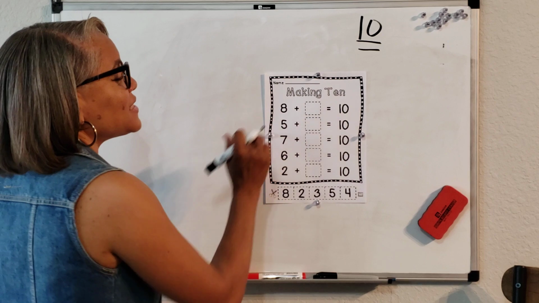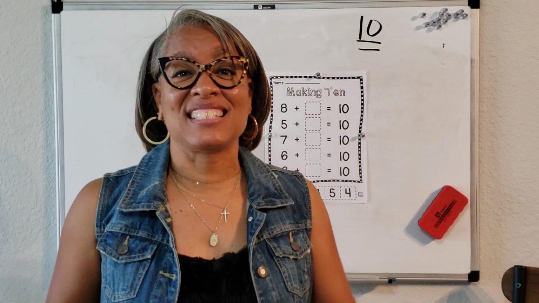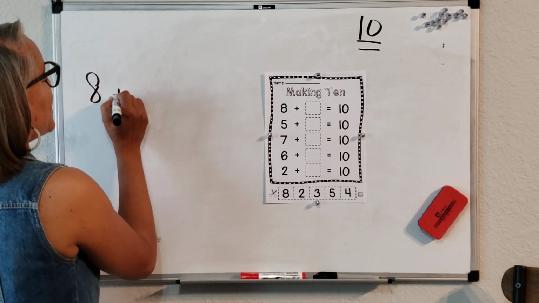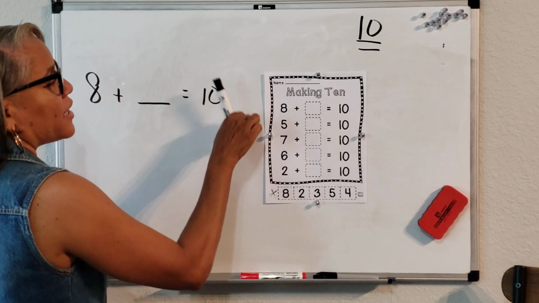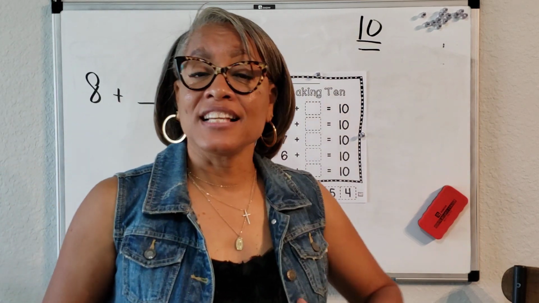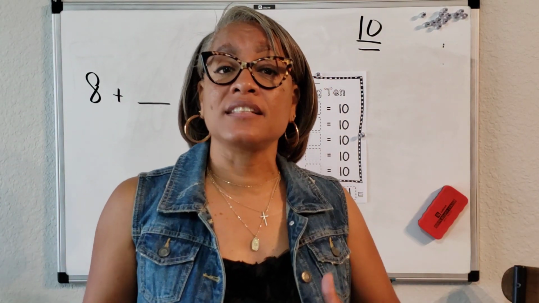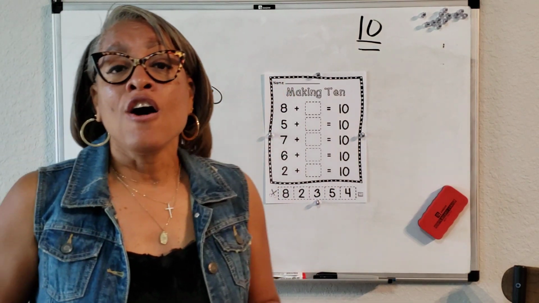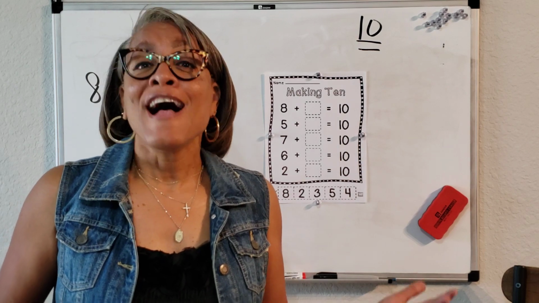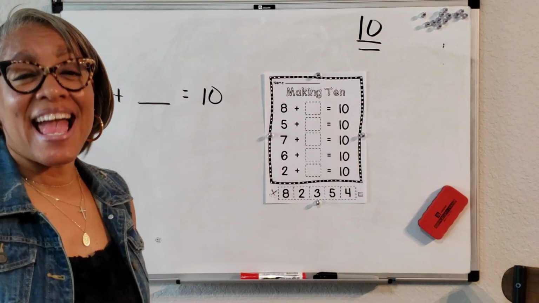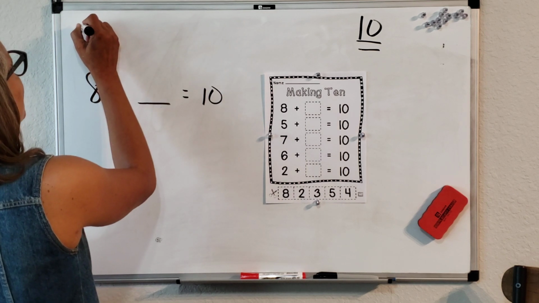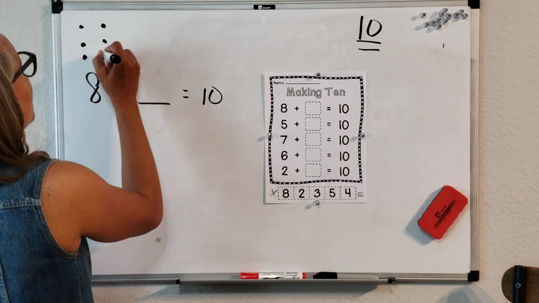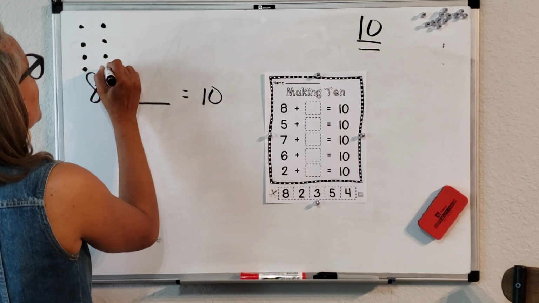So our first addition sentence is 8 plus something, okay? So we have 8 plus something equals 10, okay? We're trying to get the sum of 10. Okay, so let's do this exactly the way we did to get the sum of 6. So how many dots are we going to draw for the first add-in? Very good, Mia. We're going to draw 8. So let's draw 8. 1, 2, 3, 4, 5, 6, 7, 8.